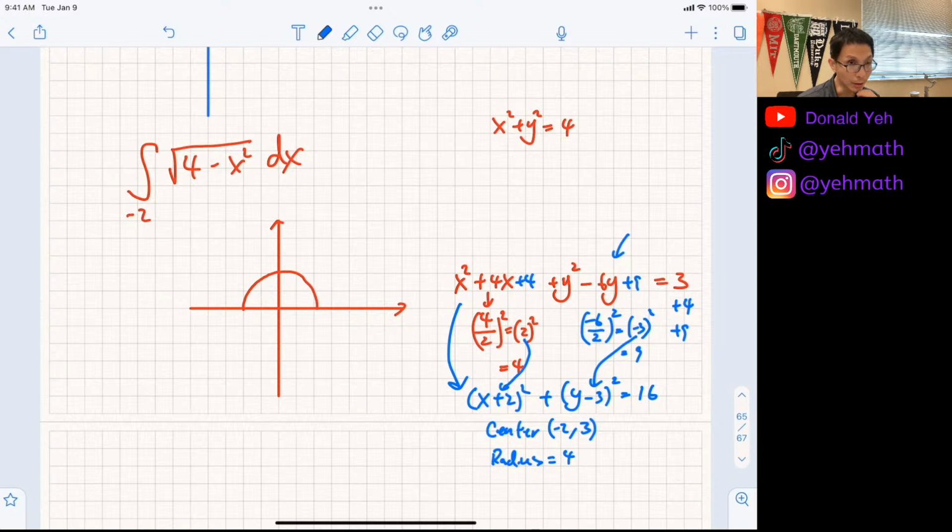It's going to be a whole circle with the radius of 2. Now, how do I know it's a half circle? You move it to the other side. 4 minus x squared. Y is equal to plus or minus the square root of 4 minus x squared. Any questions?